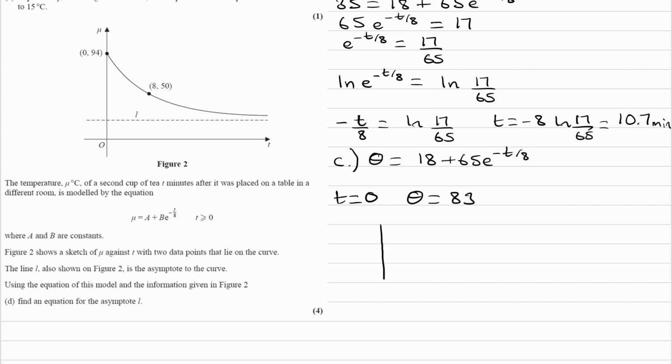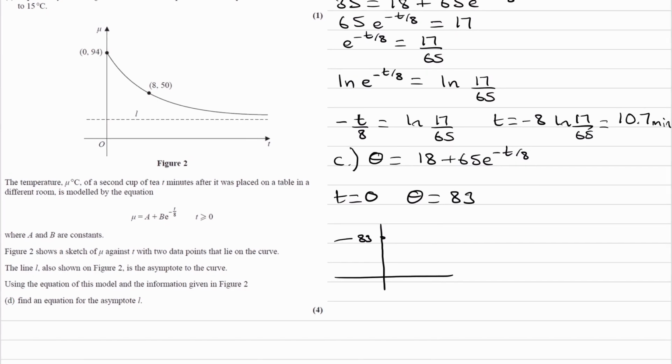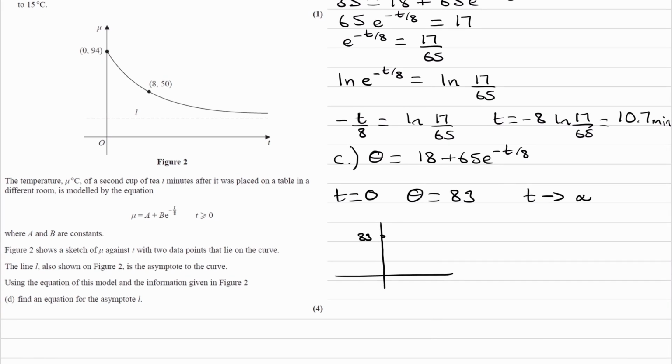So we know that our graph starts at 83. And then the question is, well, is it rising or is it falling? And how is it falling? Is it falling like this, or is it falling like this? Well, then you can figure that out by what happens to theta when t gets bigger and bigger. So if you think about as t approaches infinity, what happens to theta?